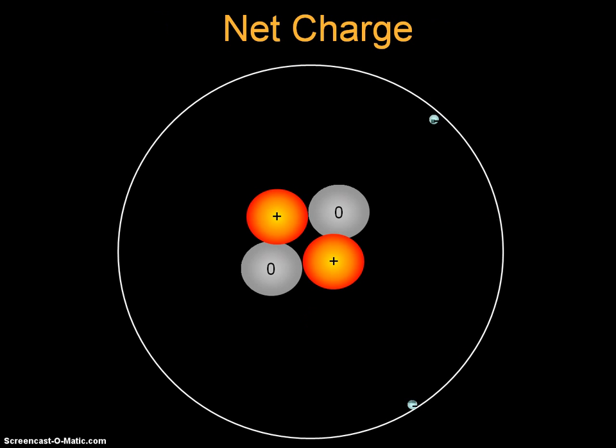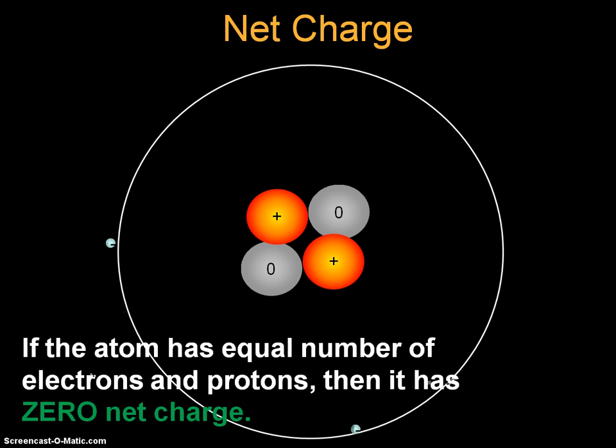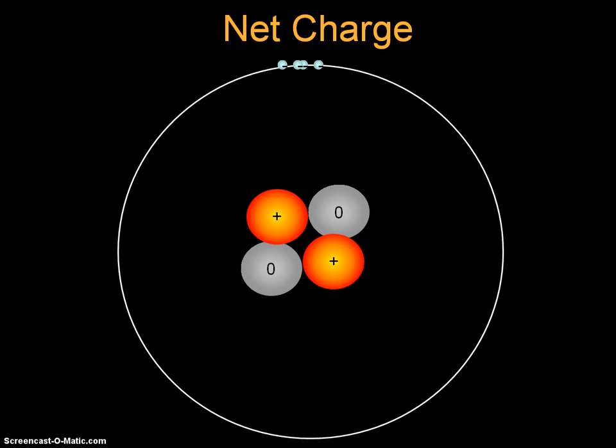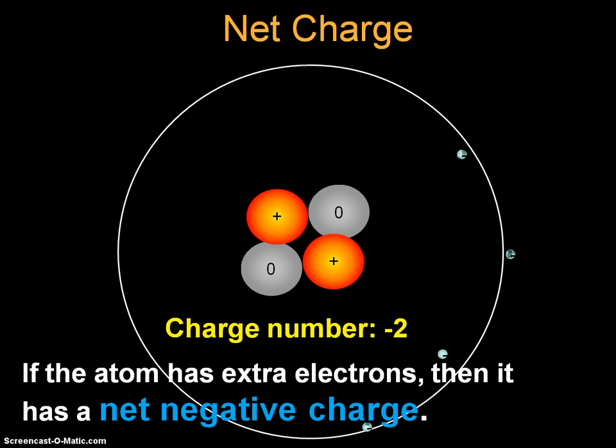Net charge. Here's where we begin to look at some math. If an atom has an equal number of electrons and protons, then it has 0 net charge. Remember, a proton has the same amount of charge as an electron. So if we have even numbers of protons and electrons, then it's a 0 net charge. However, if I were to take an atom and give it some extra electrons, so here I have a helium atom, 2 protons, with 4 electrons orbiting, then it has a negative net charge. And in this case, we would have a charge number of -2 because of 2 extra electrons.